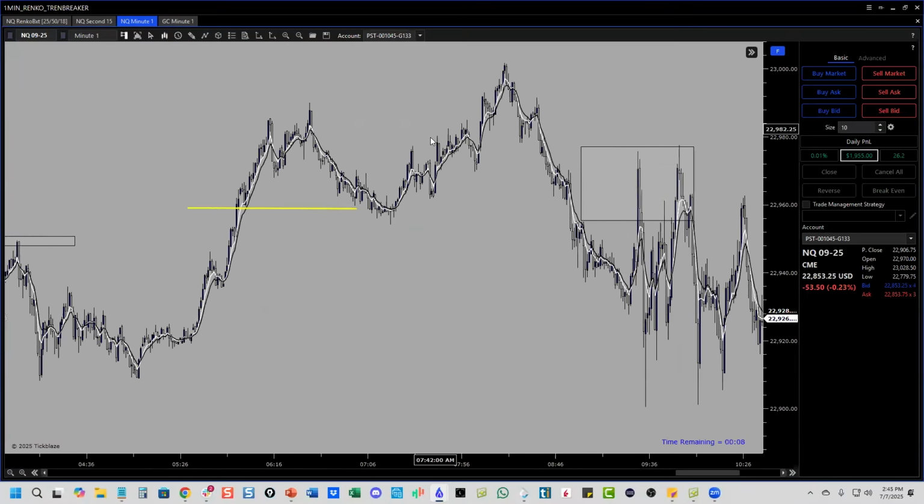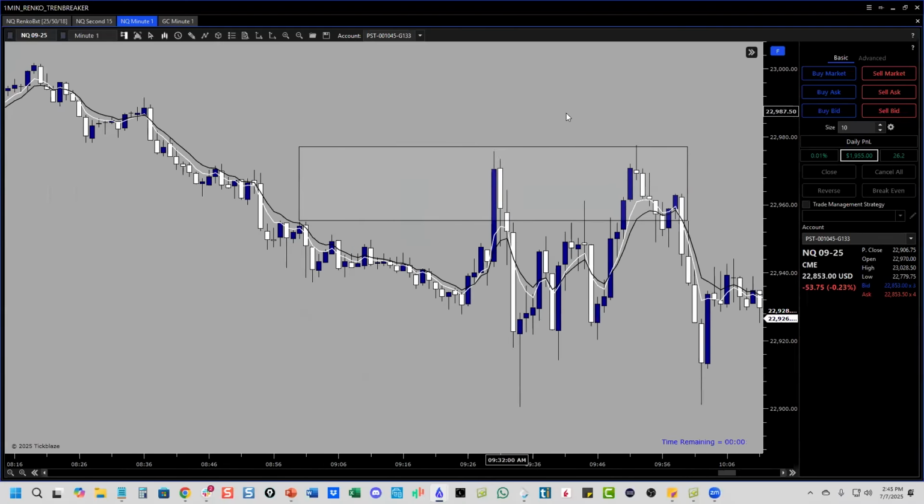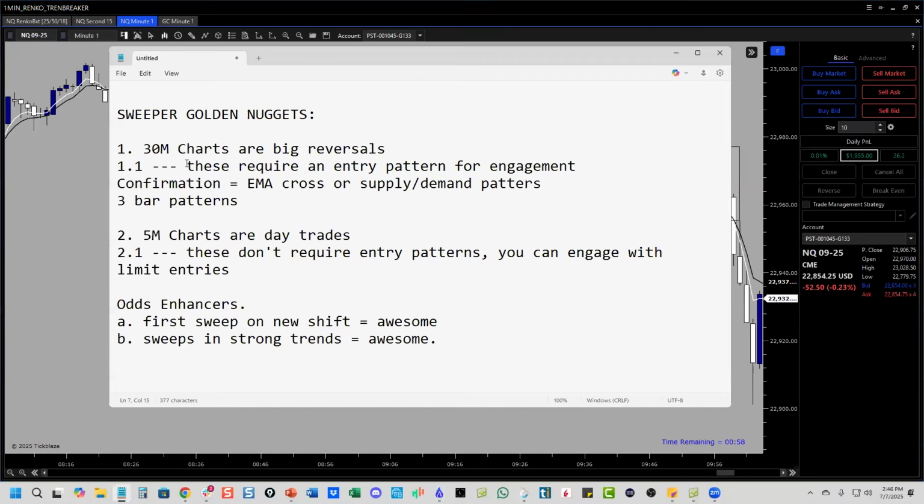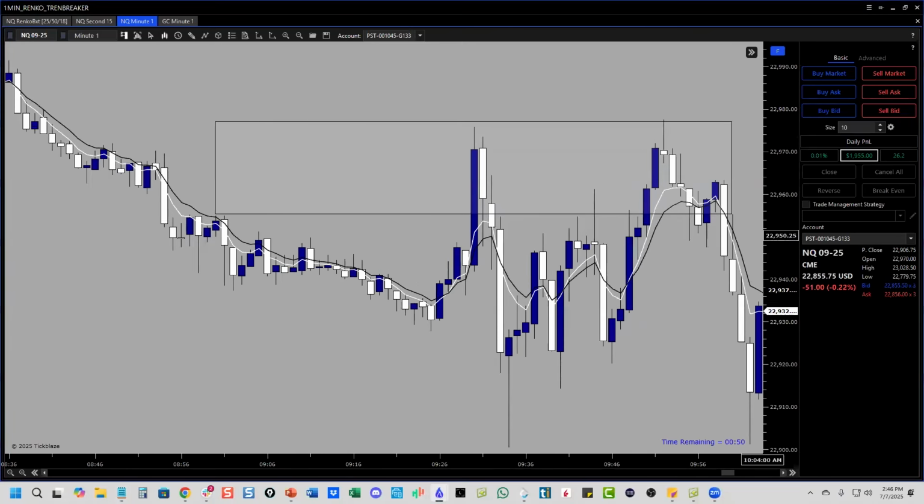Let's go here. So this was the drive up. Boom. Okay. There's two types of entry patterns. You can enter on the EMA cross, or you can enter on the 3-bar patterns for supply or demand. So let me show you this.